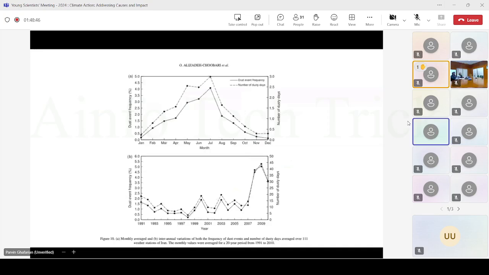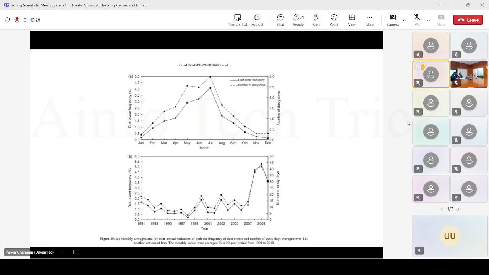These figures present data on dust events in Iran gathered from 111 weather stations across the country. And here you can see both dust frequency and the number of dusty days peak in the summer months, June and July, and there is a clear seasonal trend with dust activity increasing from spring to summer and then decreasing toward winter. Dust event frequency and the number of dusty days follow a similar pattern, indicating a strong correlation between the two.